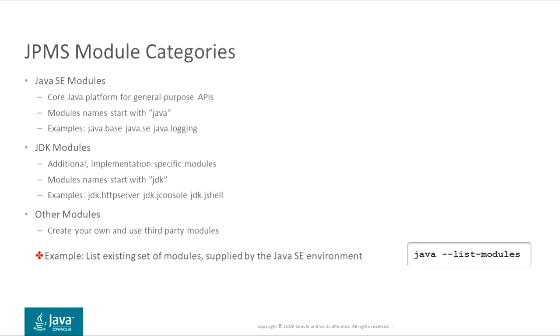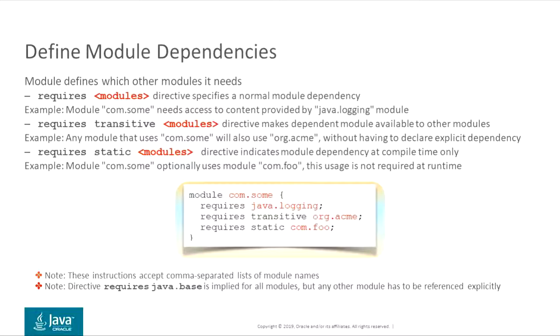If you want to find out which modules are available within your Java SE environment, a simple command, java --list-modules, will do the trick. It will tell you which modules you've got. Now, if you want to define a dependency between modules, this is what you do. As an example, a snippet of code from the module-info.java file. In this example, we're saying that my module, com.consum, whatever, requires java.logging or org.acme, whatever, so some other modules.